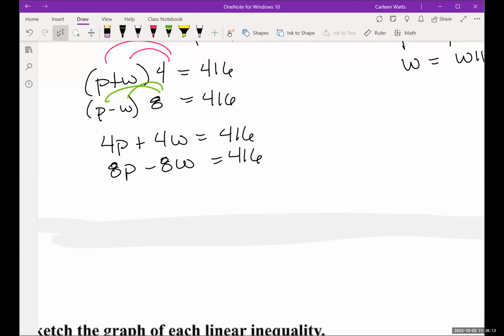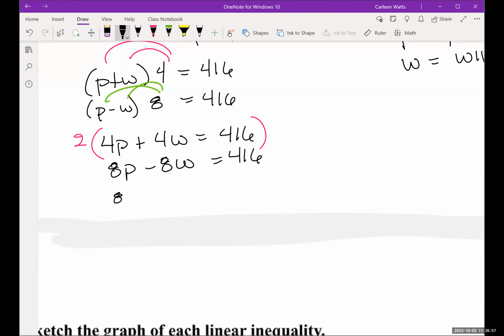Okay. Pick a variable to cancel. P. Pick another variable to cancel. W. Okay, guys, why do I like W better than P? Because I already have opposite signs. Yeah, you can do P. But when I look at that, I'm like, ooh, one little arithmetic step less. So I'm going to multiply the top equation by 2.